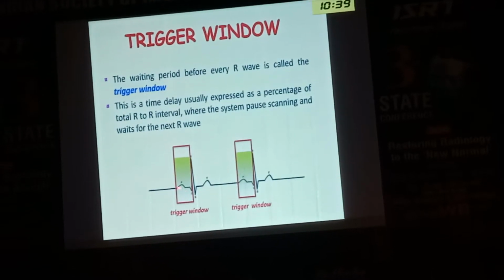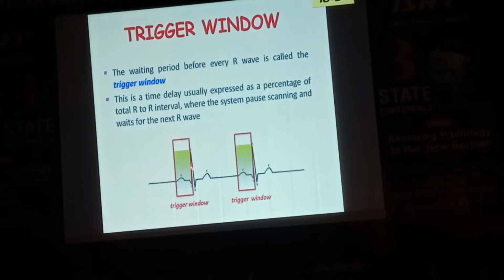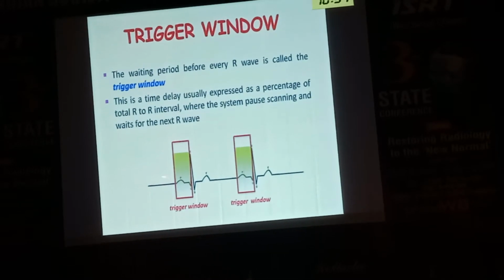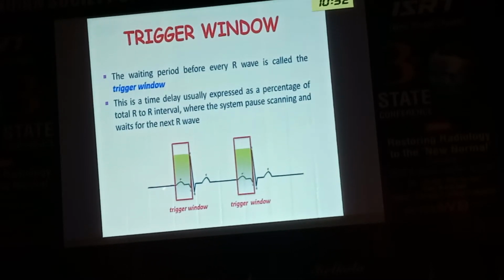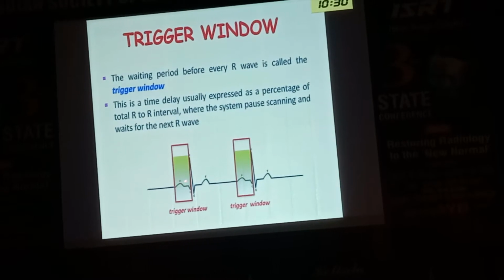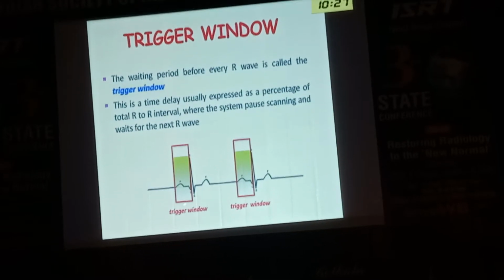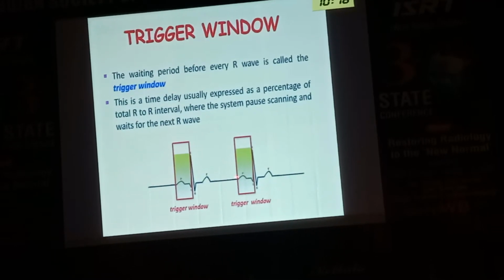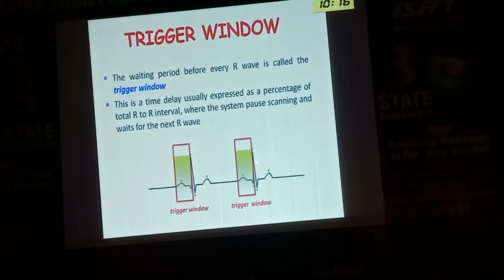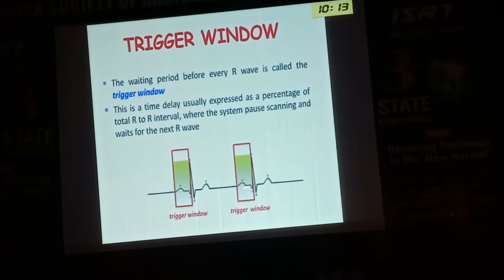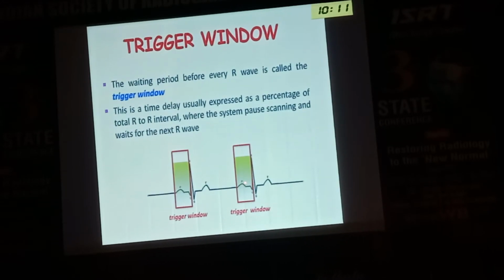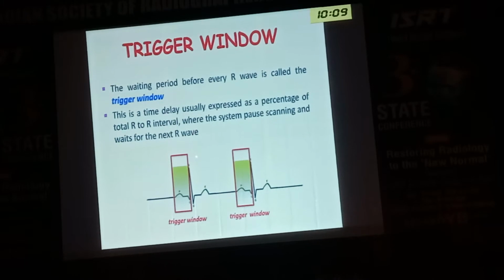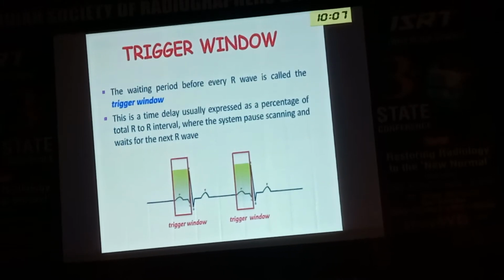Here in the ECG you have to understand, you see this is the peak wave. This is the rest phase, I am going to acquire the data. After this, I should not acquire the data till the R wave is sensed. That is called the trigger window. After acquiring the data, till the R wave comes, I should not do the acquisition. That waiting period before the R wave is called the trigger window.